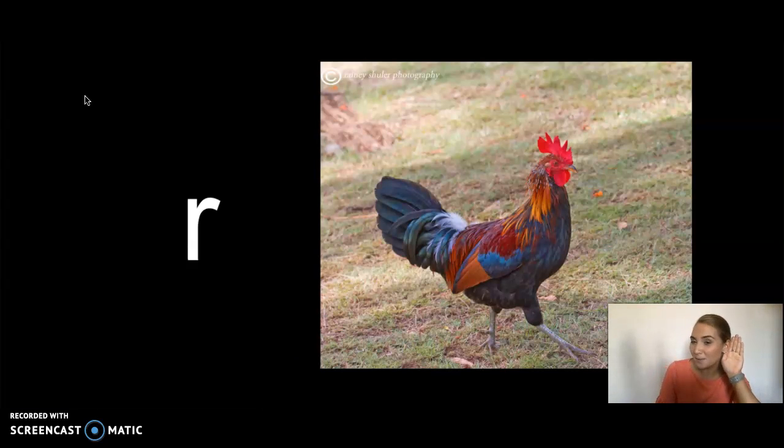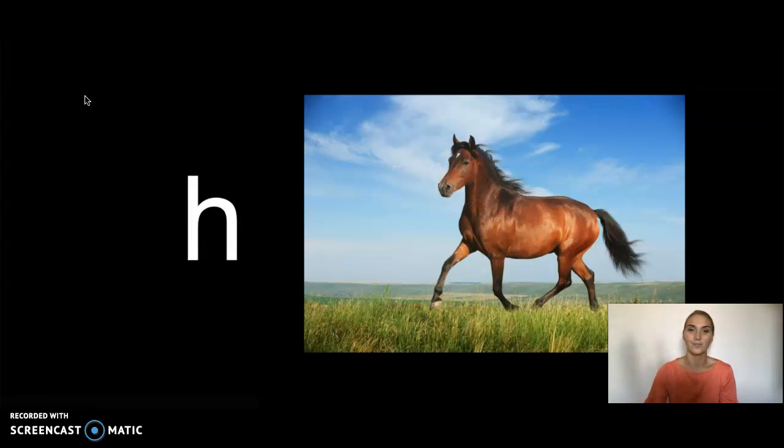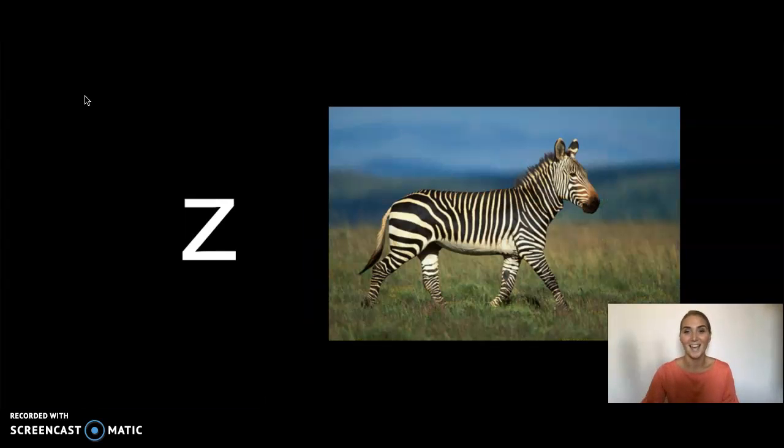What's the sound? The R makes the R sound. What's the sound? The H makes the H sound. And what sound does this letter make? Z. The Z makes the Z sound.